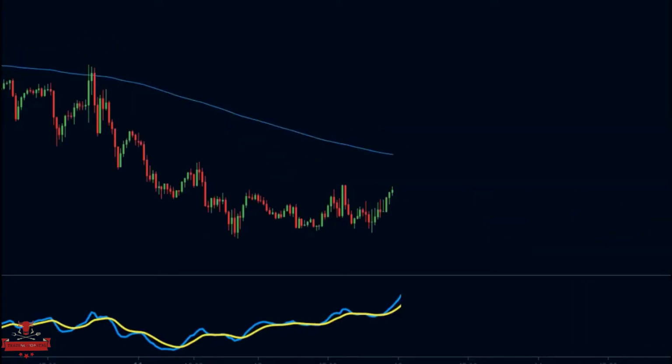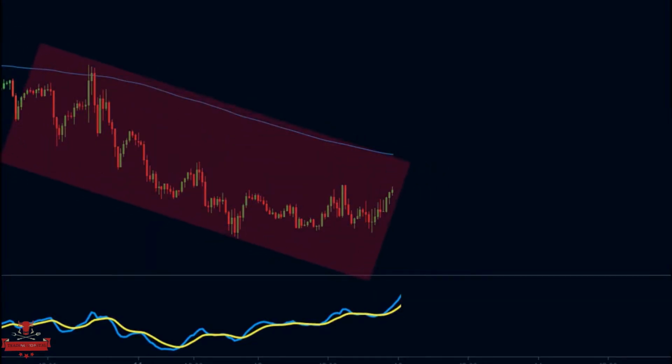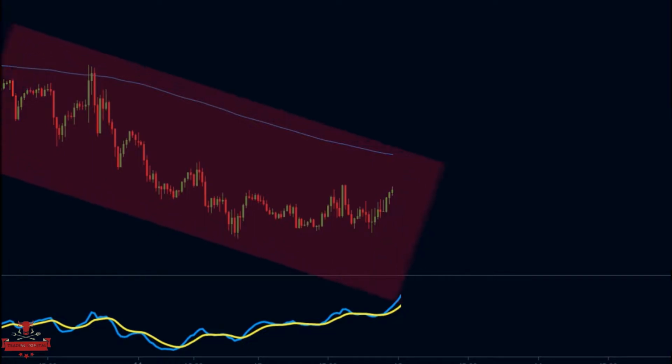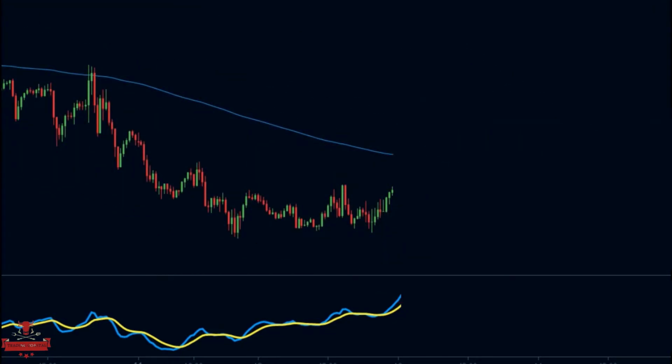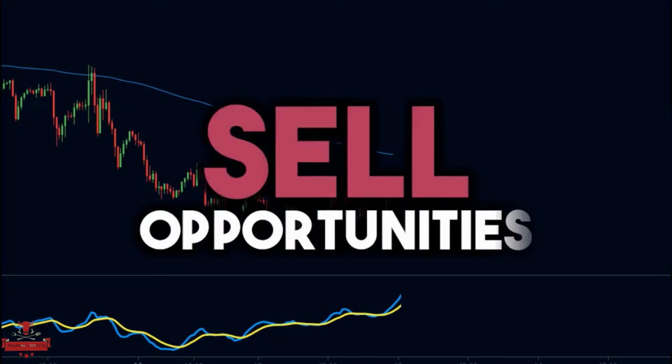Look at this chart. Here we can see that the price has constantly stayed below the 200-period EMA, and the EMA is also sloped downwards. This means that the price is in a downtrend. Hence, we are only looking for sell opportunities.